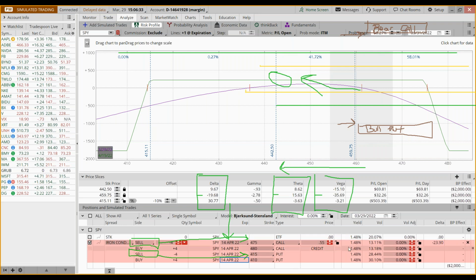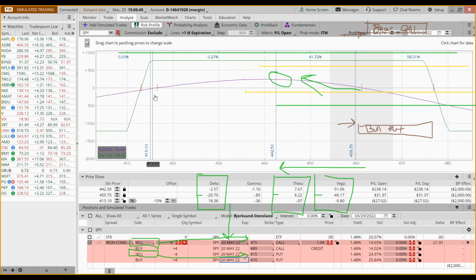You'll notice, first of all, look at my credit, 55 cents. So this little above ground structure here is not very big. Let me show you May again so you can see the contrast. Boom. Look how high it sits. It's big and tall. $2 of credit, right?